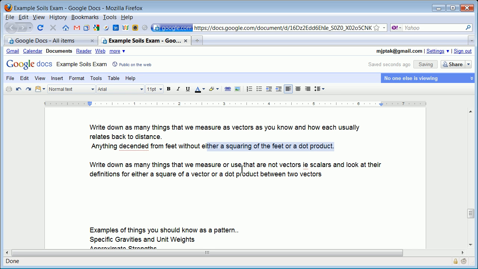Write down as many things as you measure that are not vectors, scalars. So things like work, mass, things that are squared, area even because it's squared. Anything that is squared or a dot product.